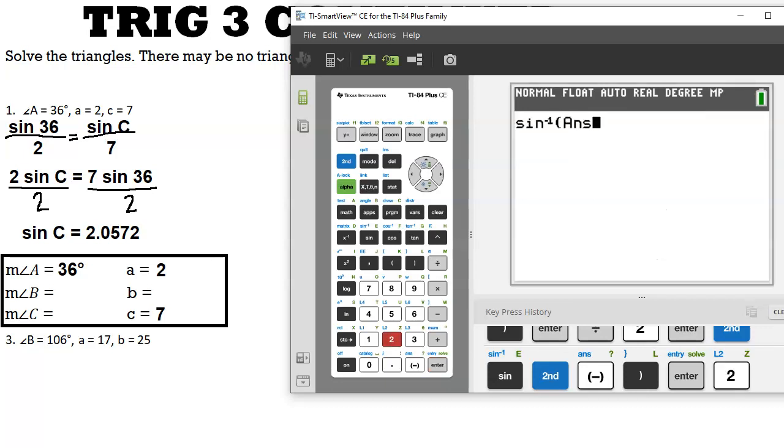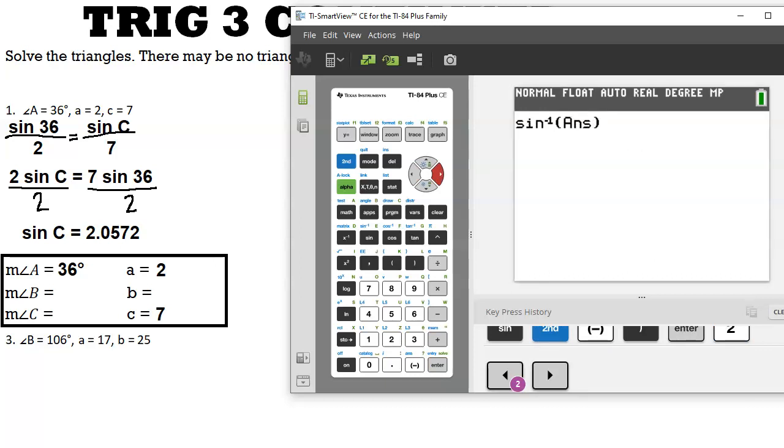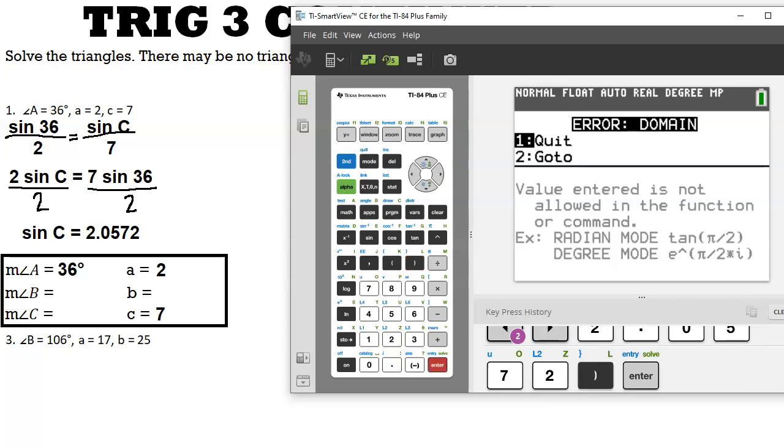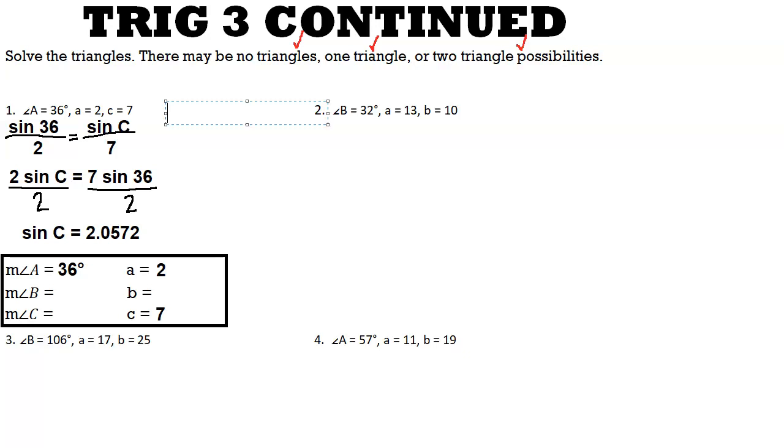I guess I'm going to go to it and see what's going on. It's the sine of, in case you forgot, this number was about 2.0572. Let's see. Okay, why does it keep giving me an error? All right. It turns out example number 1 is not a triangle at all. You cannot make a triangle that fits this requirement.